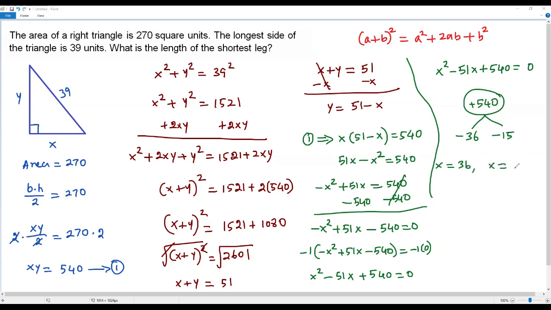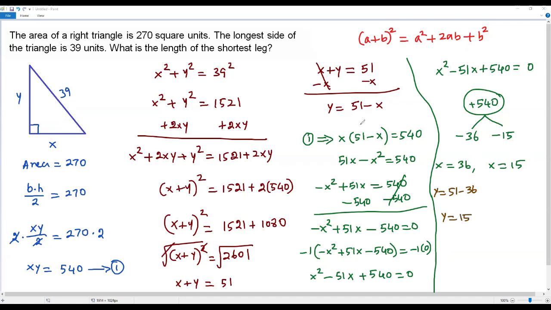Now to get the second value of x, I have to change the sign of the second factor. It's negative, so if I change the sign, it becomes positive 15. Now I got two values for x. One is 36 and the other one is 15. To get the values for y, I have to plug x equals 36 and x equals 15 into this equation. When I plug in x equals 36, I'm getting y equals 51 minus 36, which is 15.